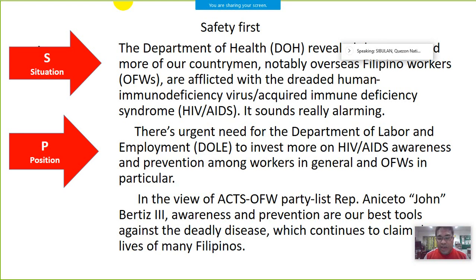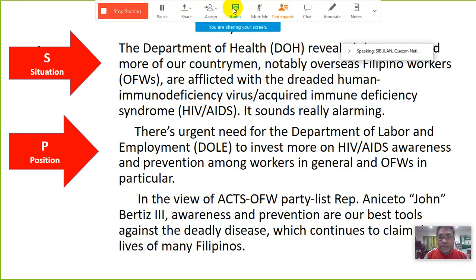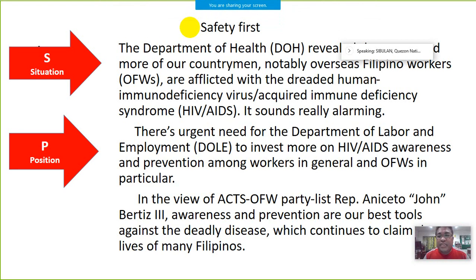The situation is defined in the first paragraph. Let me read. The Department of Health revealed that more and more of our countrymen, notably overseas Filipino workers, are afflicted with the dreaded human immunodeficiency virus, or acquired immune deficiency syndrome, HIV or AIDS.